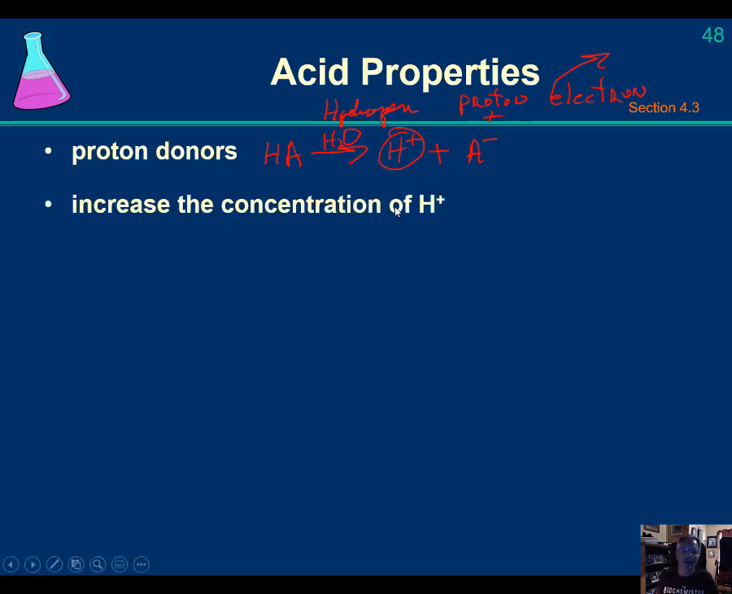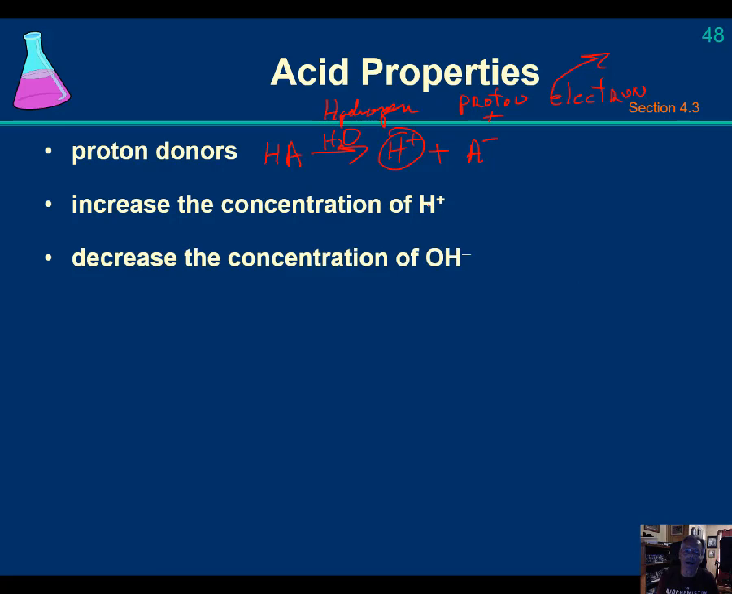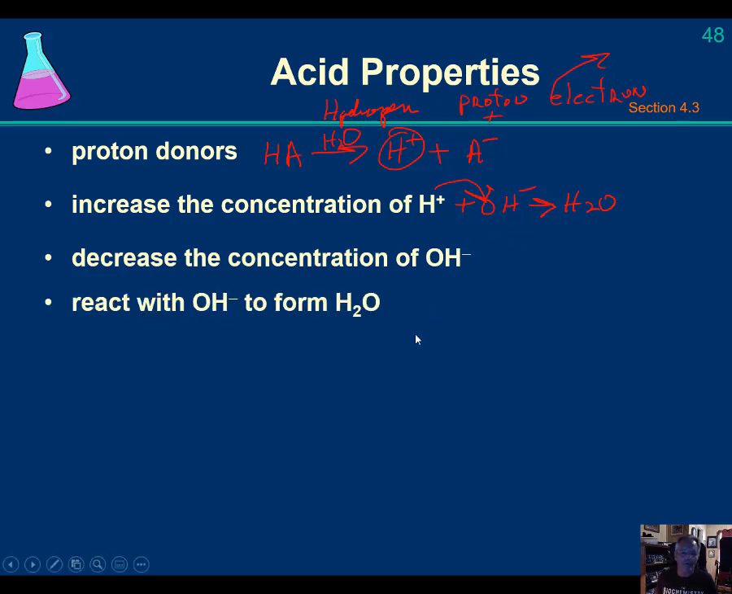Acids increase the concentration of hydrogen ion, and they decrease the concentration of hydroxide ion. And we've shown you this before. The way that acids decrease the hydroxide ion concentration is they combine with hydroxide, the H plus does, and it makes good old H2O, and thus it decreases the concentration of hydroxide. Reacts with hydroxide to form water.